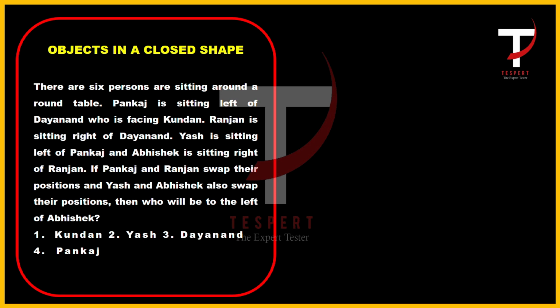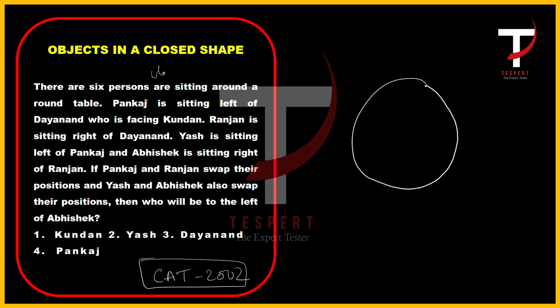Objects in a closed shape. So this is a CAT 2002 question. It's a very simple one. Just pause the video and try to solve. There are 6 persons who are sitting around a round table. We shall draw a round table here.